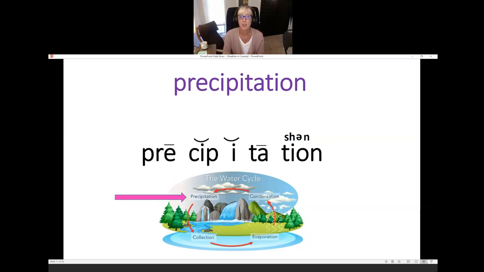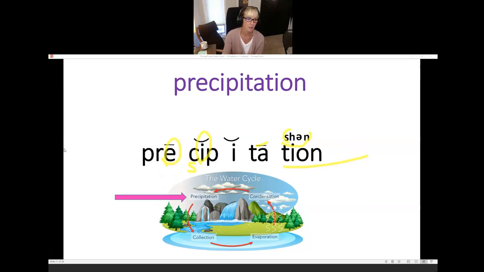The second part is precipitation. I have long E. Pre. That's my first syllable. It's a long word. Precipitation. Long E. Our C sounds like S. Short I. Precip. Shun. Tion always says shun.